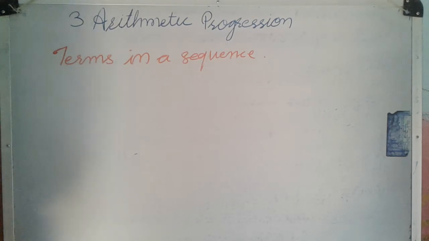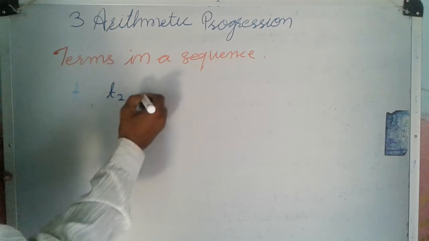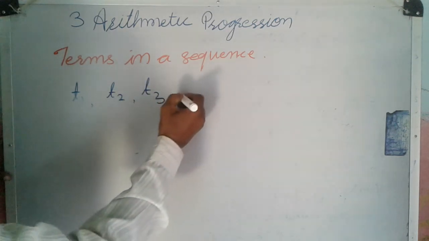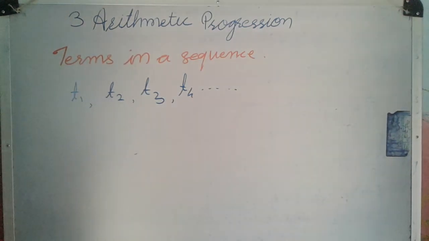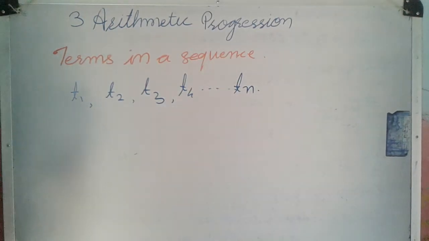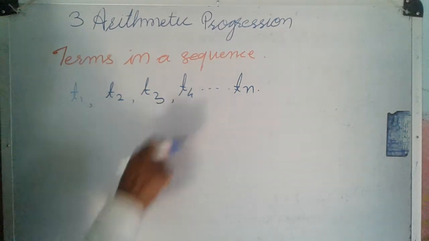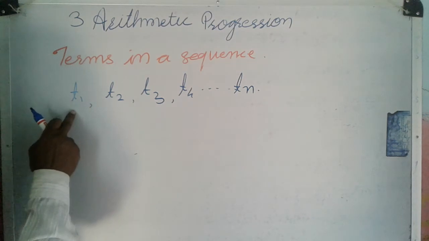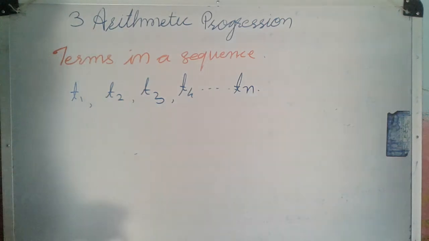Suppose the sequence is like that: T1, T2, T3, T5, T6 and so on. Now this is a sequence, and these are called the terms in the sequence. This is the first term, second term, third term, fourth term, nth term, like that.